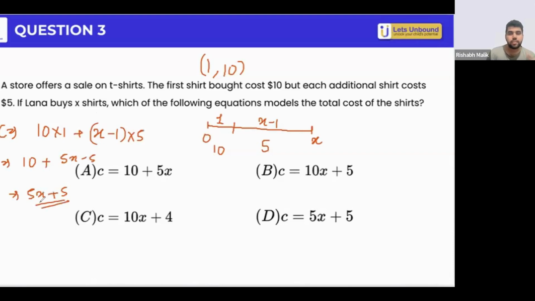So reading the points, reading the options carefully is the key here. So option D is going to be my answer. Most of the students here mark the option as option A, where they take 10 as the constant value and say this is the y-intercept. But that's not the case here.